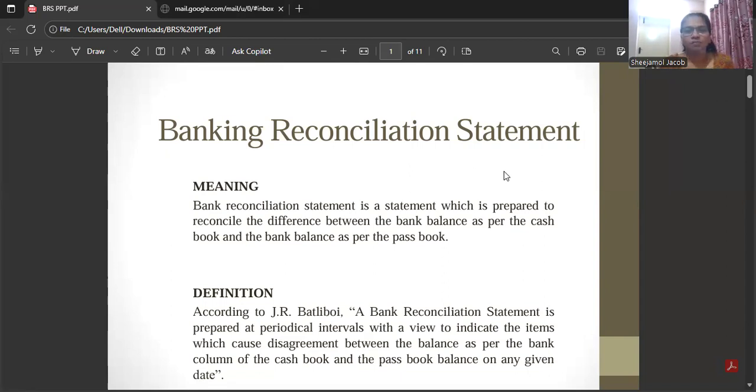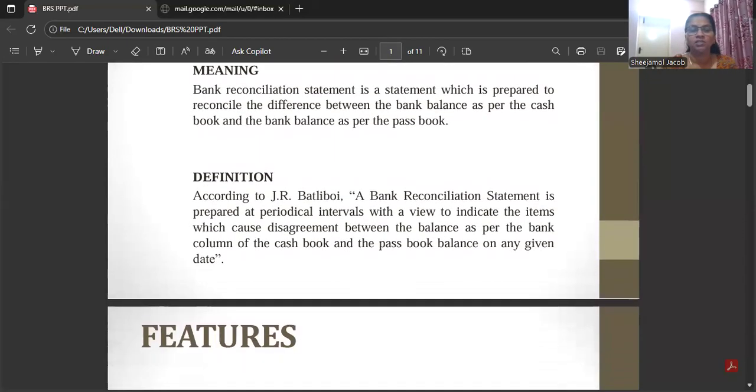A bank reconciliation statement is a statement which is prepared to reconcile the difference between the bank balance as per the cash book and the bank balance as per the passbook. According to Bartley Boy, a bank reconciliation statement is prepared at periodical intervals with a view to indicate the items which cause disagreement between the balance as per the bank column of the cash book and the passbook balance on any given date. So this is the bank reconciliation statement.